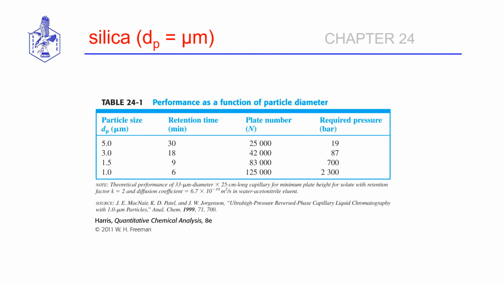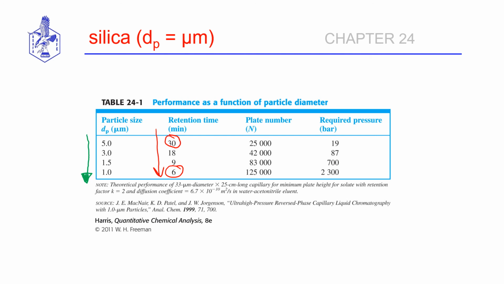This is just a summary of the impacts on the performance of a separation if we change the particle diameter. So we are looking at data for particles in which we're decreasing the particle diameter from 5 microns down to 1 micron. So first question, what does that do to the retention time? How long does it take to get a certain component off the column? So with bigger particles, the 5 micron column, it takes 30 minutes. If we had a 1 micron column, 6 minutes. So they're coming off faster.